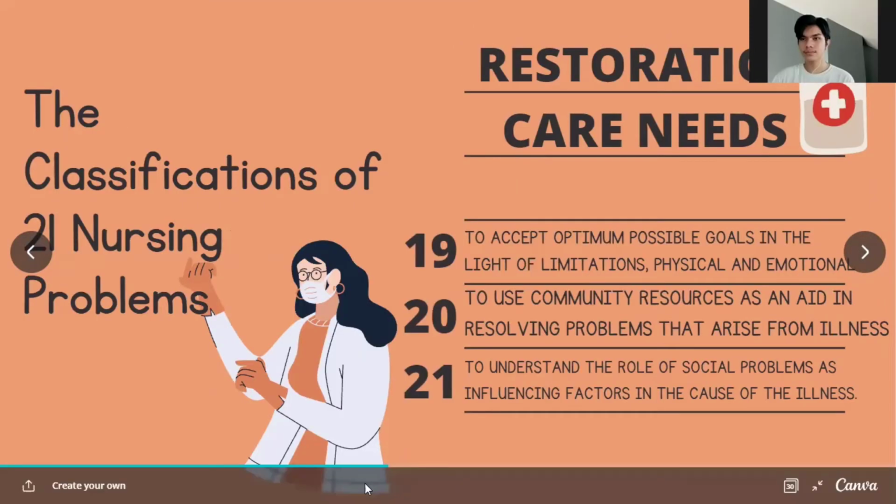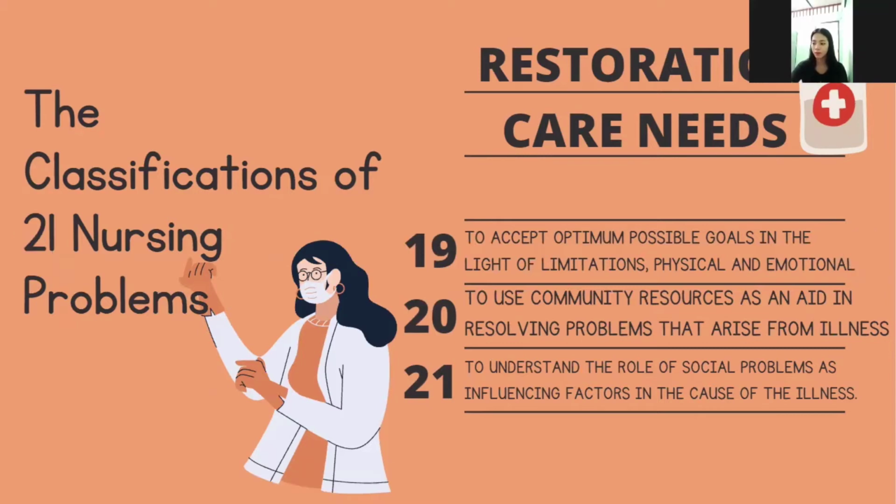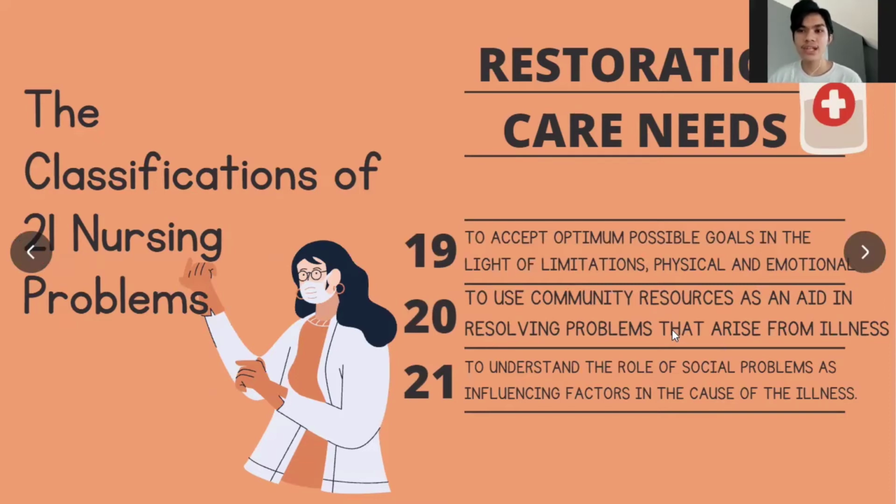The restorative care needs of the classification of the 21 nursing problems. Number 19, to accept the optimum possible goal in the light of limitations, physical and emotional. 20. To use community resources as an aid in resolving problems that arise from illness. And number 21. To understand the role of social problems as influencing factors in the cause of illness.